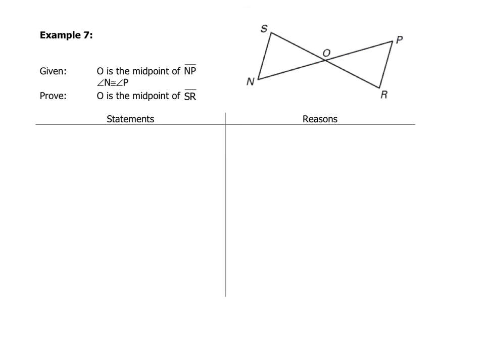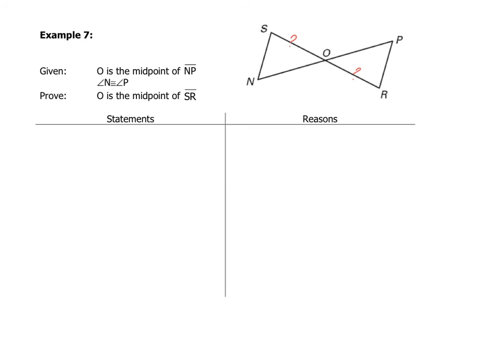Okay? So here's another example that's slightly more complicated. It's giving us some limited information, and it's asking us to prove whether O is the midpoint of SR. In other words, to see if these two sides are congruent or not. And in order to prove that, we have to prove the two triangles are congruent, and hopefully we can use CPCTC. Okay, it is a tongue twister, isn't it?